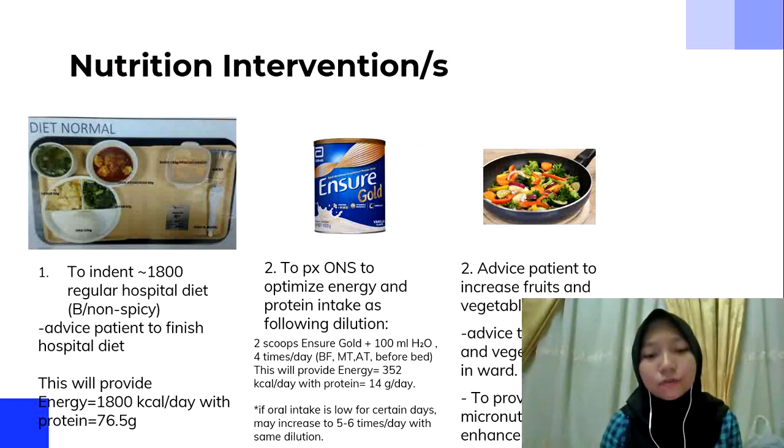Why did I choose to give 2 scoops with 100 ml H2O per serving? Because the patient claims that he cannot tolerate a high amount of milk at one time. So I plan to give the patient only half a glass of milk each meal. Okay, to improve and enhance patient immune function, I advise the patient to increase fruits and vegetables intake by advising the patient to finish the fruits and vegetables served in the ward.